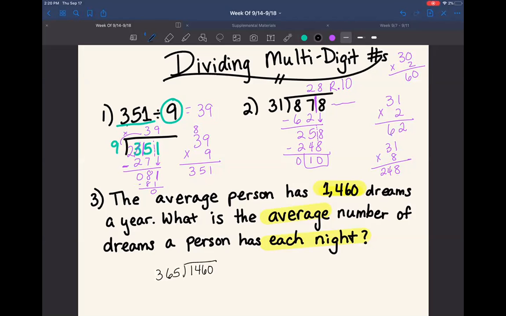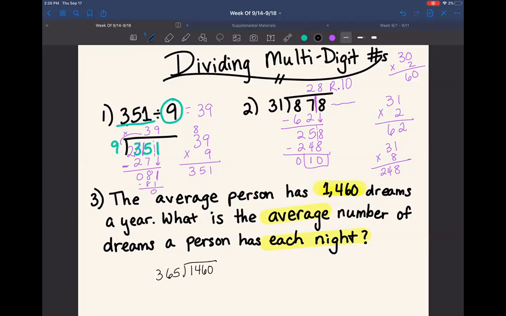So it's not talking about for the whole year. It's asking for each individual night. So if there's 365 days of the year, there's 365 nights of the year. Okay, and now I'm going to do the division, and it's the same thing. I want to check 365. Will I ever be able to multiply something that'll give me 1?